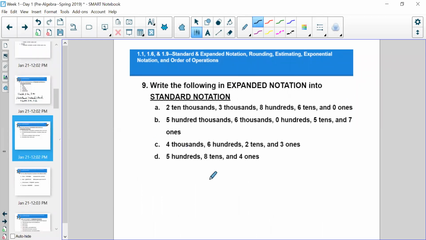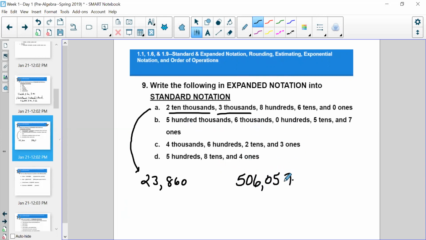Next we have items that would be going from expanded notation to standard. So now you're looking at each of the place values. You get 2 10,000s. So that would be 20,000. You get 3,000, so that would be 3,000. So we're showing 23,860 for part A. For part B, 500,000. Notice we don't have any 10,000s, so that would be a 0. 6,000s, 0 hundreds, 5 tens, 7 ones. So there's part B.